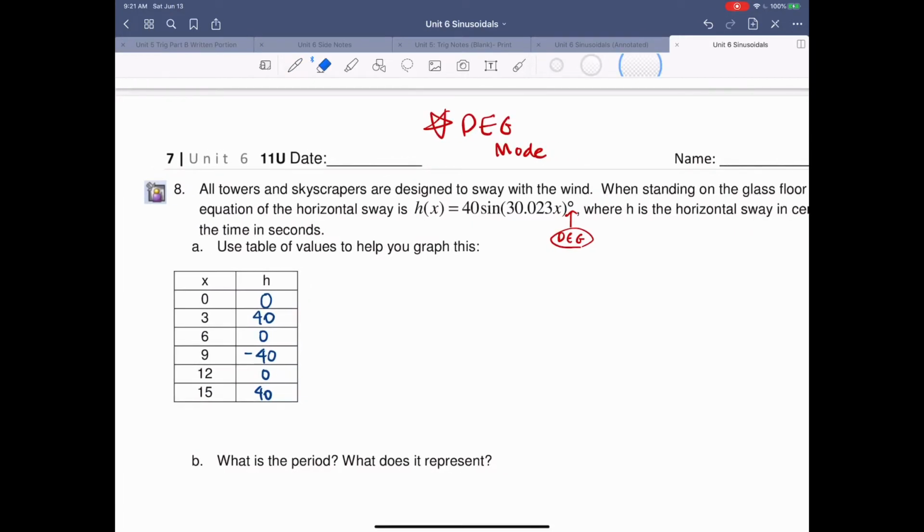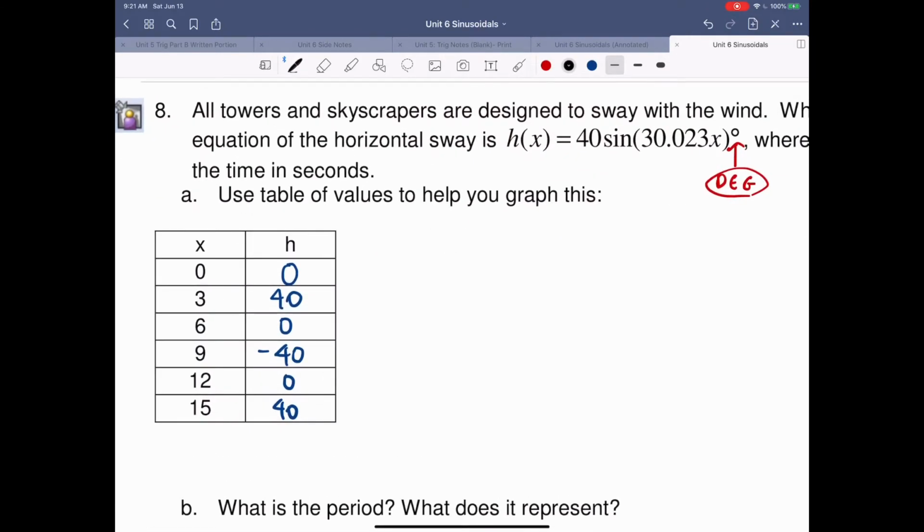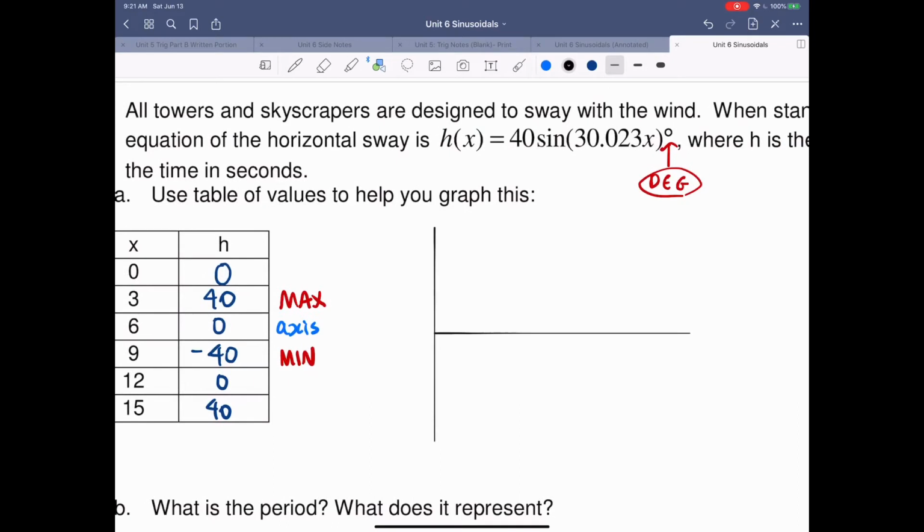So in terms of how I draw my graph, I'm going to start off by noticing that my max is occurring here at 40. My minimum is occurring at negative 40. And the axis looks like it's at 0. So with this at the back of my mind, I'm going to first draw the y-axis and then draw the x-axis. So we have a value of 40 and negative 40 for the y values. So we're going to write this as height in centimeters.